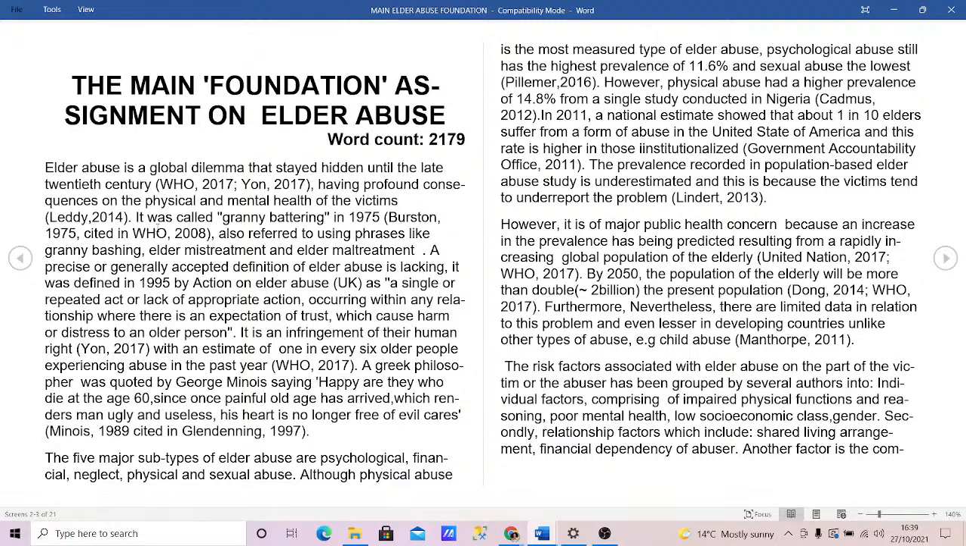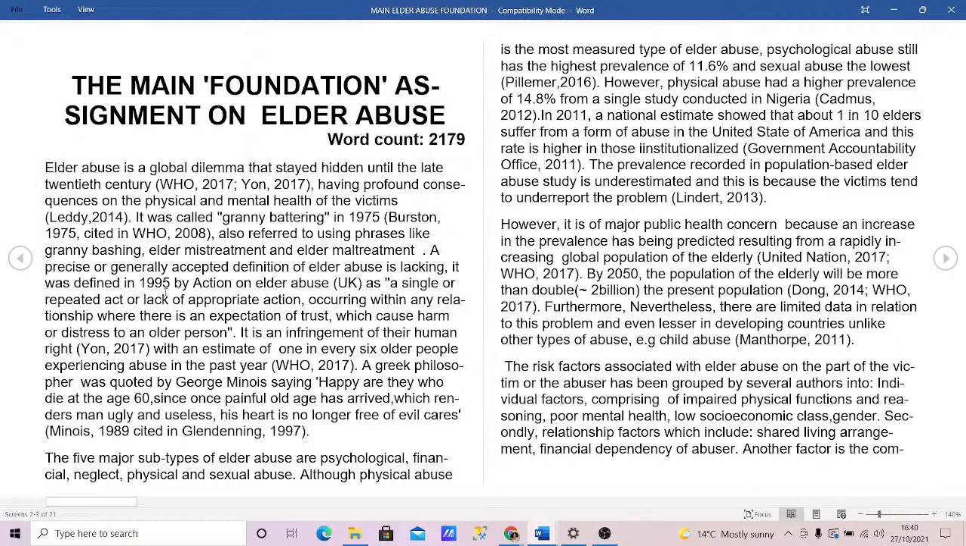Elder abuse is a global dilemma that stayed hidden until the late 20th century, having profound consequences on the physical and mental health of the victims. It was called granny battering in 1975. So what I'm trying to do here is give a bit of history of the origin of elder abuse. That's all I've done here. And then I went ahead to define what elder abuse itself is.